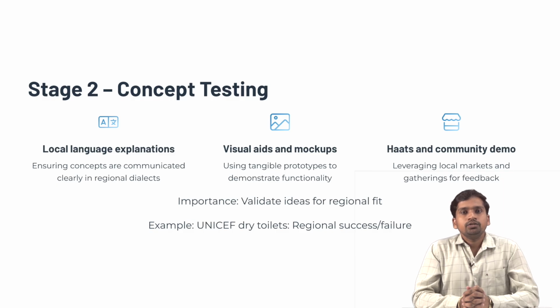For instance, UNICEF's dry toilets are appreciated in drought prone Rajasthan but face rejection in water abundant states, clearly showing the importance of region specific testing. Tools often used include simple concept boards, engaging role play demonstrations, and testing pilot prototypes in bustling weekly markets and community gatherings. Following successful concept testing, we move to product development.